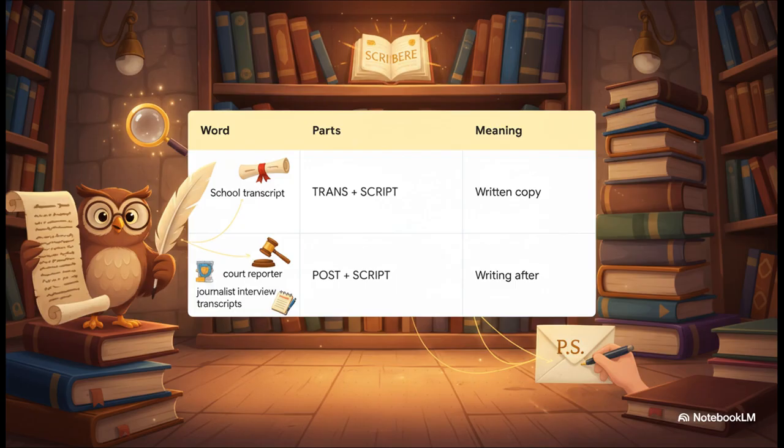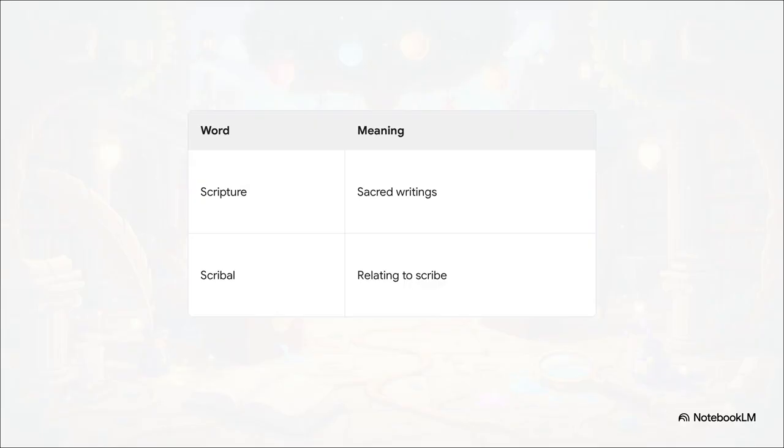PS literally stands for Postscript. Let's add two more heavy hitters to our detective notebooks. Scripture refers to sacred or religious writings, and scribal is an adjective relating to scribes or the act of writing itself. For instance, if someone who is copying a text makes a little mistake, historians will actually call that a scribal error.